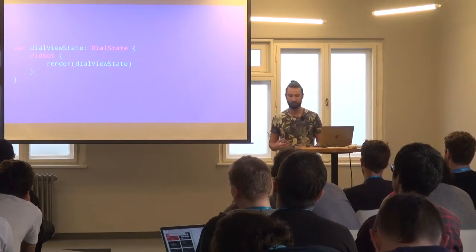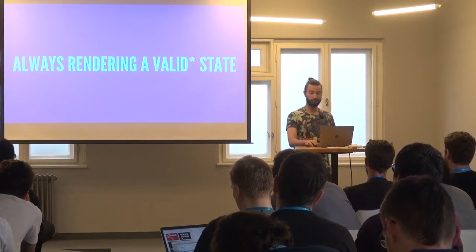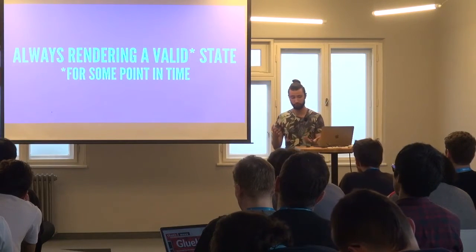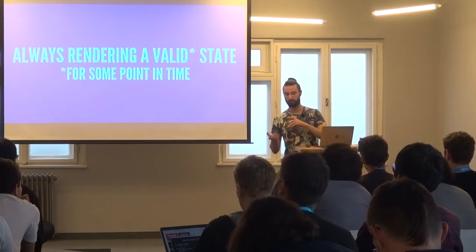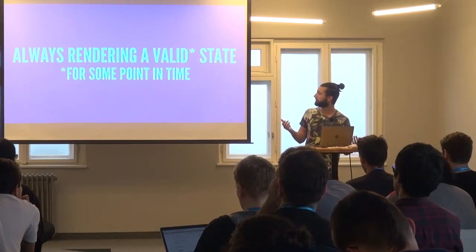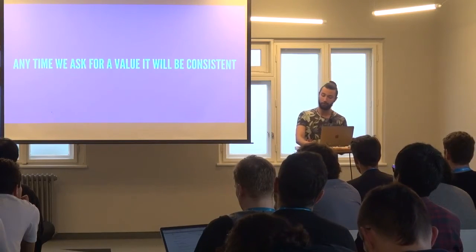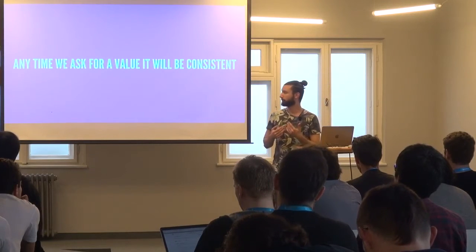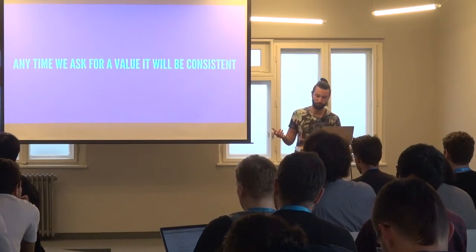The biggest gain, and what I wanted to get across from that, is that with this, we're always rendering a valid state, and the asterisk is for some point in time. Things can happen that change our state later on, but at the time that we drew it, the value that it represents to the user and the user input are both consistent with each other. So the consumer of the API that wants to query what value it is could never get a value that wasn't being shown. Anytime we ask for it, it'll be consistent, which is really important for a UI control. You want what you think it's controlling to get the value that you're trying to put into it.